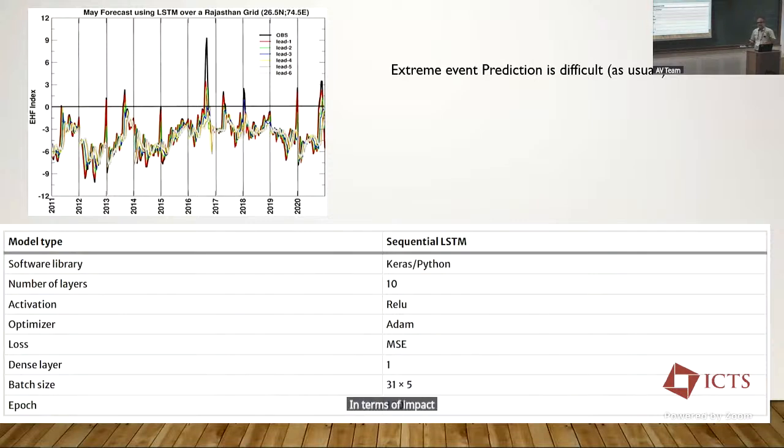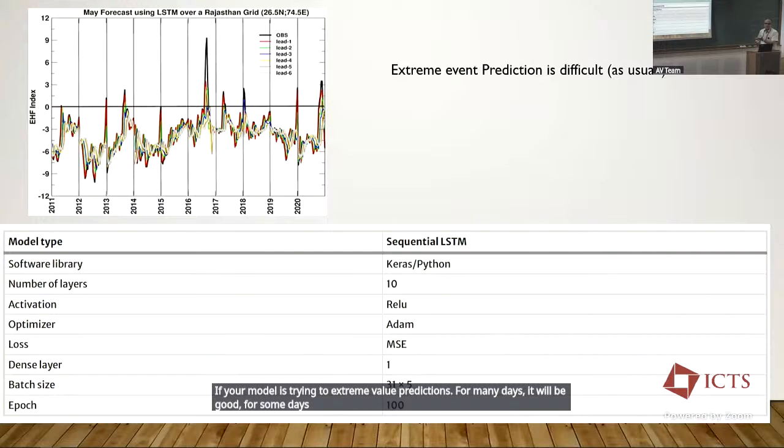What I'm trying to say is, even if your model is good at extreme value prediction, for many days it will be good, but for some days, when it is more crucial, it will not be good. So that is a very important thing for extreme value prediction.